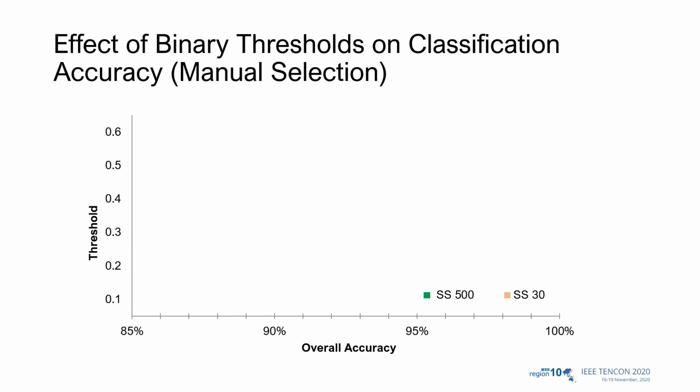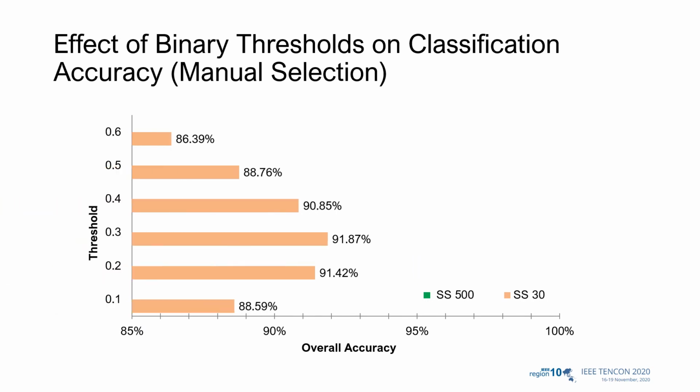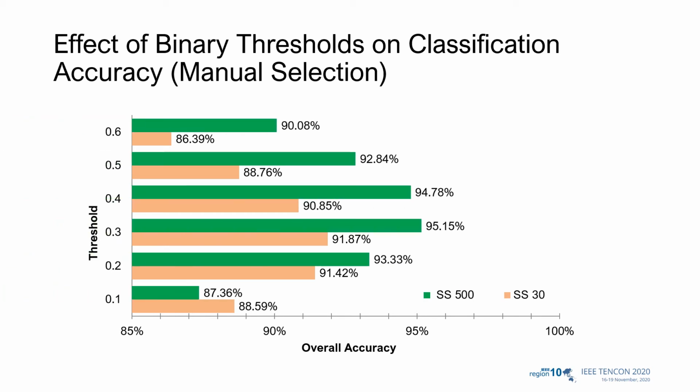On the other hand, the manual selection of threshold also influences the classification accuracy. Using a small sample size of 30, a 91.87% accuracy can be achieved using a 0.3 threshold. Selecting a threshold higher or lower than 0.3 seems to decrease the classification accuracy. The same can be observed for a sample size of 500. However, there is a relatively large increase in accuracy when a bigger sample size is used.